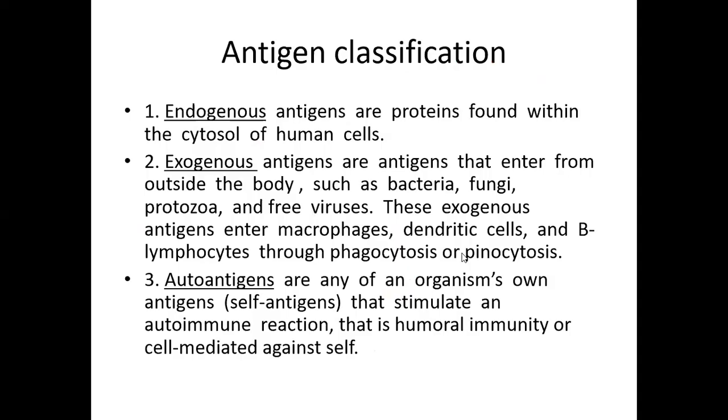Okay. Antigen classification. So the main classification is by the foreignness: endogenous and exogenous. Endogenous antigens are proteins found within the system of the human cell. Exogenous antigens are antigens that enter from outside the body, such as bacterial, fungal, viral, protozoan, and others. These exogenous antigens enter macrophages, dendritic cells, and B lymphocytes through phagocytosis or pinocytosis.